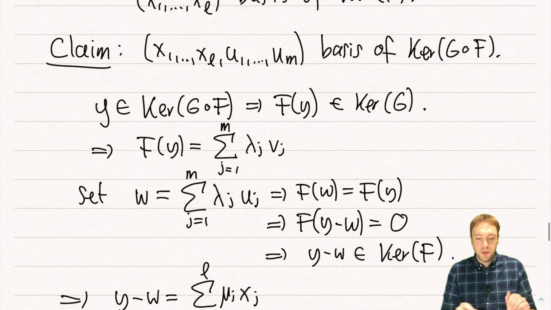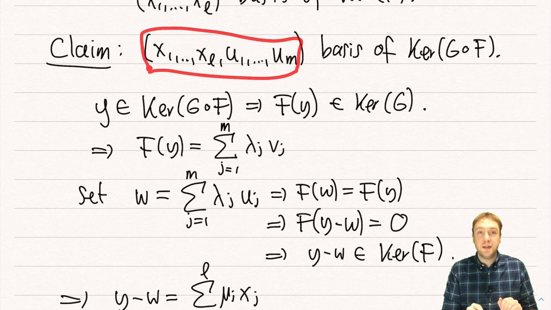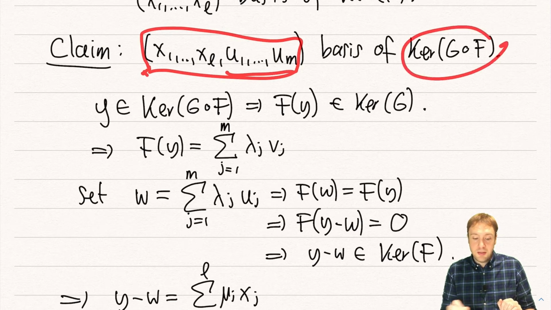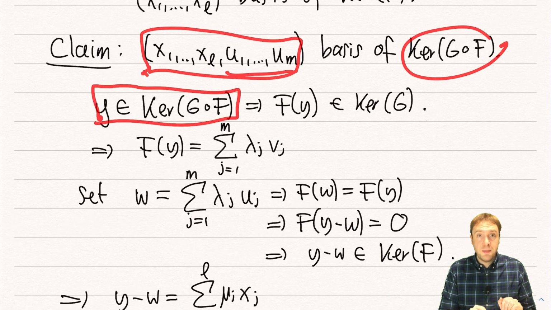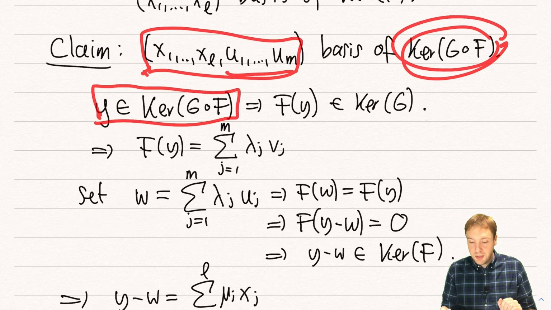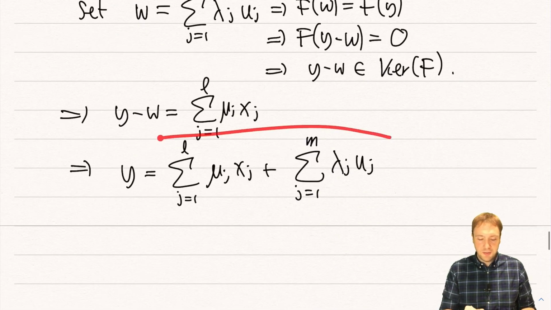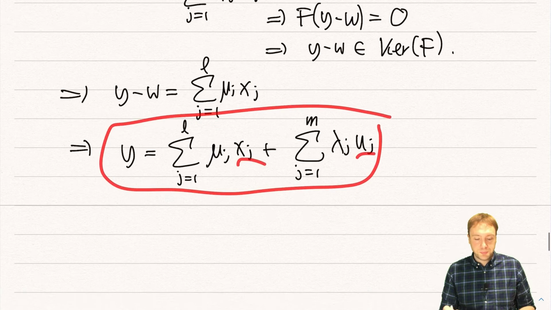And this is what we wanted to show, because we wanted to show that these elements x and u generate the kernel of G. We started with an arbitrary element in the kernel of G circle F, and we could write it as a linear combination in terms of x and u.